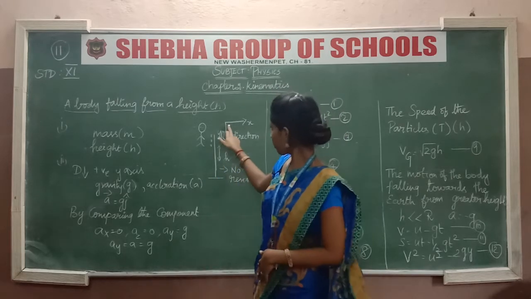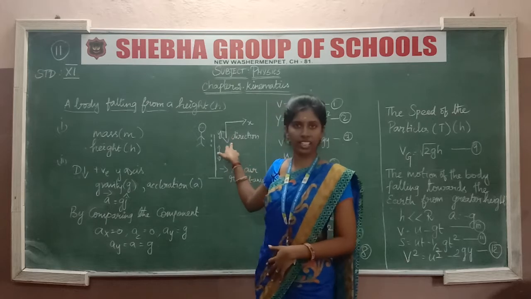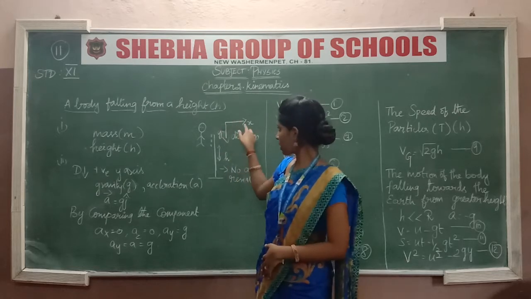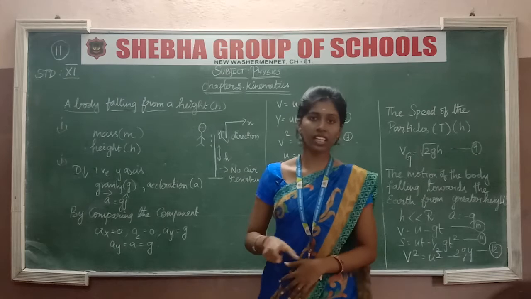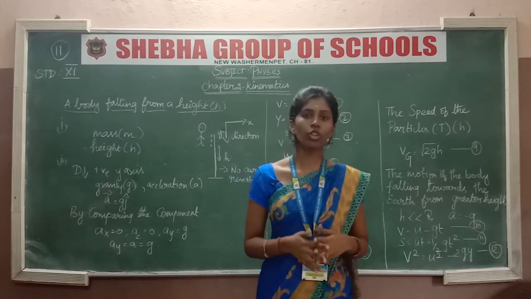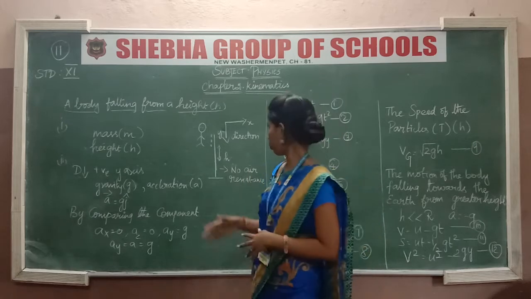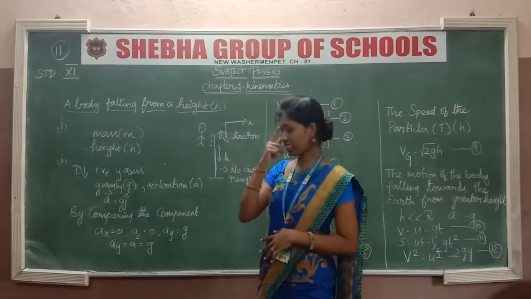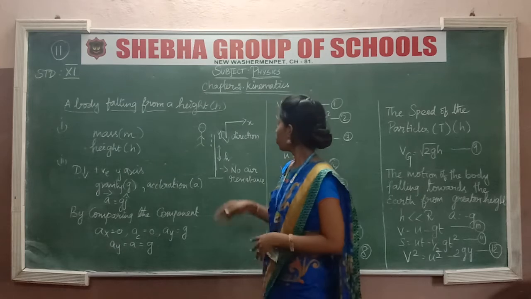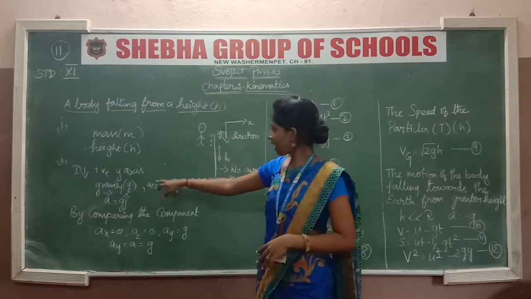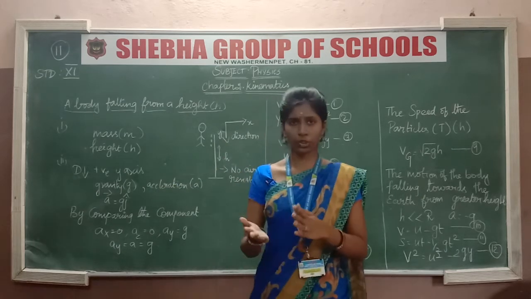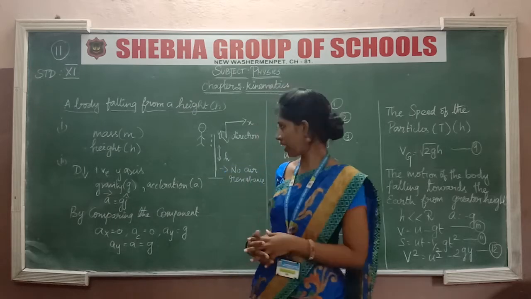Since it is in the downward position, the direction where the person is, we take as the x axis. The position in which the person falls downward, we take as the y axis. So here this y axis is the direction mark. This y axis is taken as positive. So positive will be the y axis.